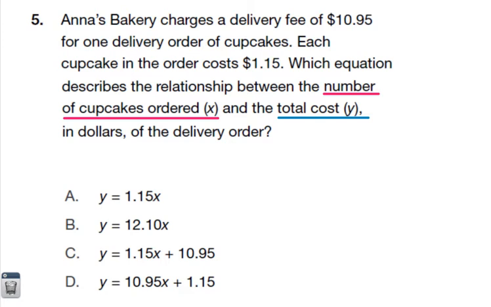Each cupcake costs $1.15. There's a delivery fee of $10.95, and just like a lot of Keystone questions, it is super important to notice what they want X to represent, which in this case is the number of cupcakes ordered. You can't think of the correct equation unless you really understand what X is filling in for and what Y is. And Y is the total cost. So there's not much I can do to really explain the final answer, but I'll say what I can.